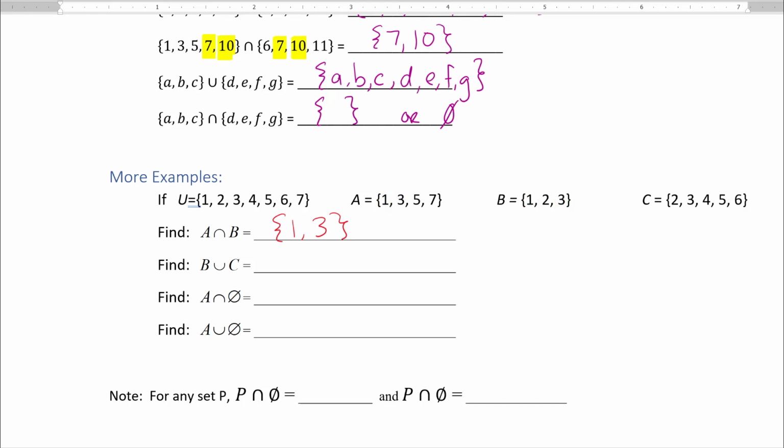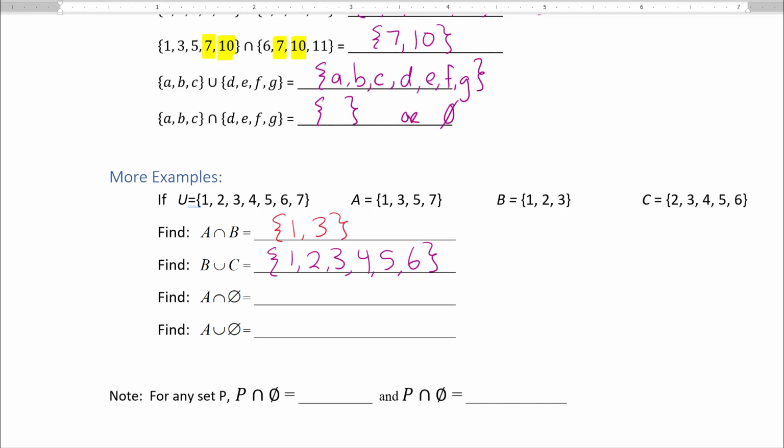How about B union C? If I'm talking about union, that means anything in B and anything in C. So I'm going to start with all of the elements of B, and then just start listing all the elements in C as well that aren't copied. So 2 is already there, so I don't need that. 3 is already in there, okay. 4, 5, and 6. So the union includes everybody in B and everybody in C.